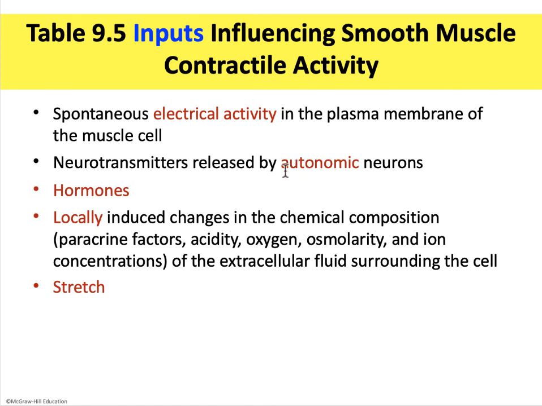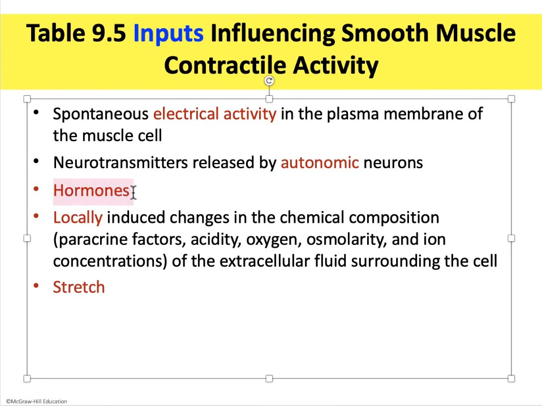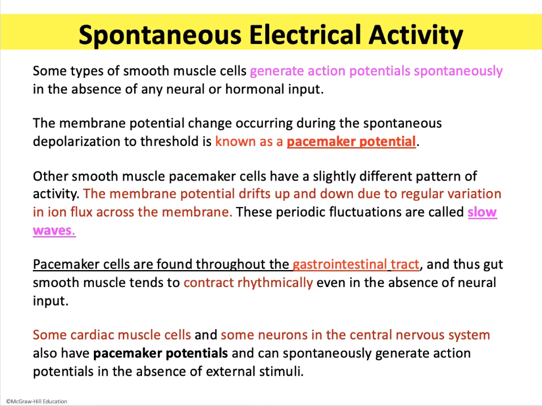Neurotransmitters released by the autonomic nervous system can also activate the smooth muscle cells, as can hormones traveling through the blood, and local changes such as levels of pH and oxygen and ion concentrations. And finally, a mechanical stretch of these cells in some cases can trigger them to contract. The first type is very important, the spontaneous electrical activity at the surface of the plasma membrane.